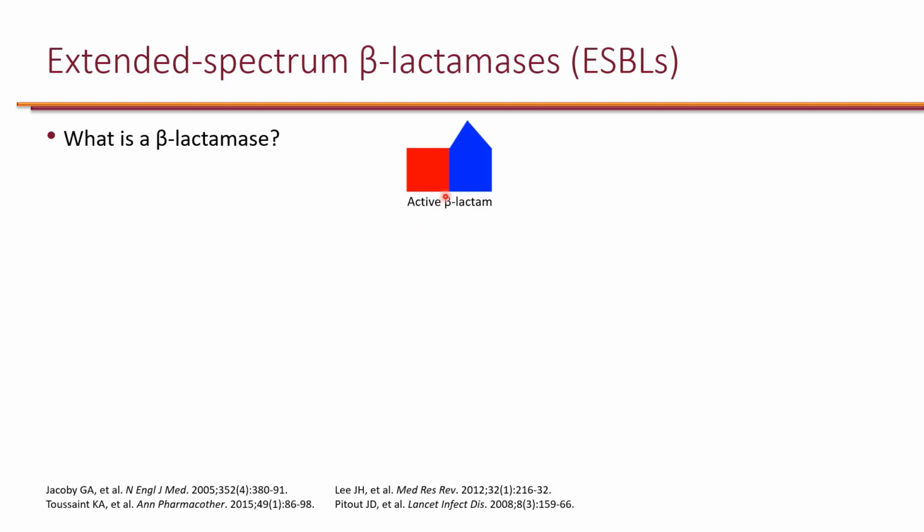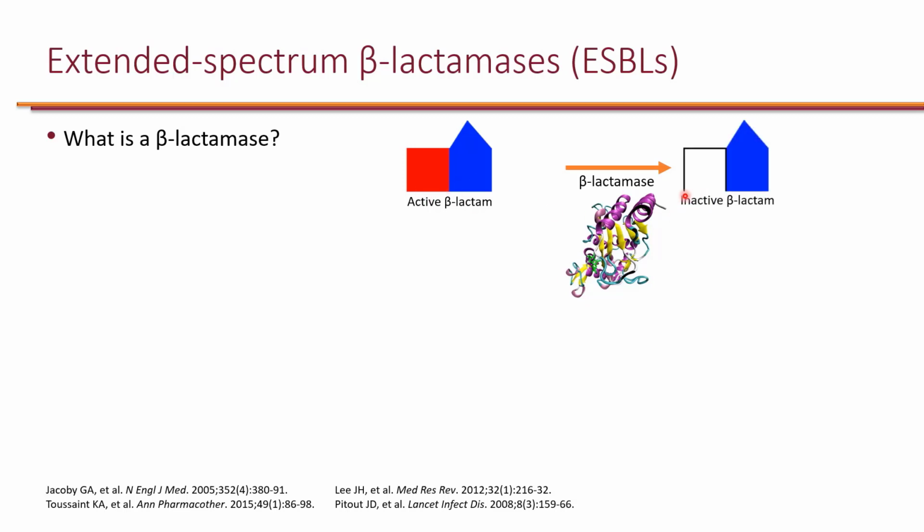So the beta-lactam ring is essentially a 4-member ring, and monobactams only have this 4-member ring, while penicillin, cephalosporins, and carbapenems have 2 rings fused together. Some bacteria can make a protein called beta-lactamase, which can break down the beta-lactam ring, and by opening it, they make the beta-lactam inactive. That is a mechanism of resistance for them.